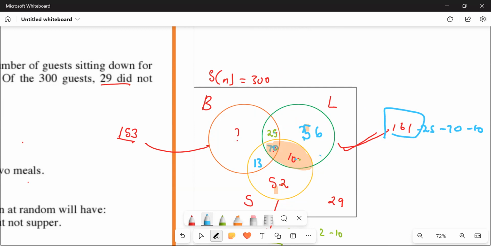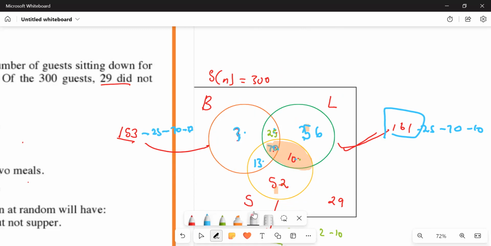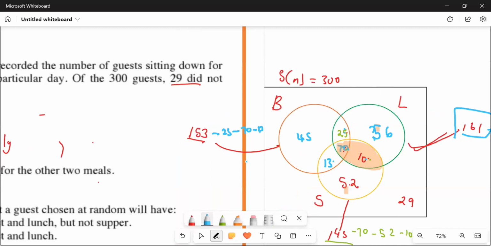Are we still fine? Okay, now let's look at breakfast only. We know this one, this one, and this one, but we don't know this one, but we can definitely get it. We say 153 minus 25, minus 70, minus 13. What do we get as breakfast only? It's going to be 45. Now our Venn diagram is complete. Let's go and answer the questions.